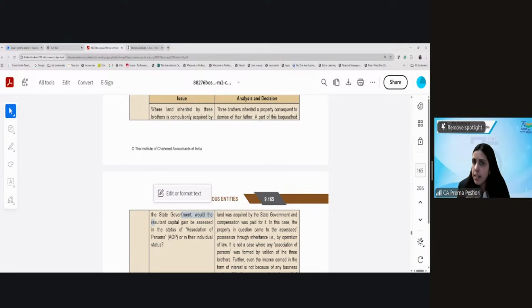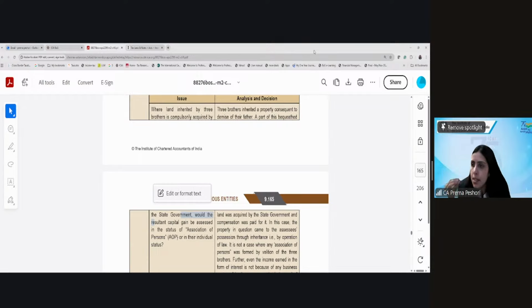So these three brothers had inherited a property on the death of their father, and this was compulsorily acquired by the state government, and the state government paid the compensation for this. Now, whether they would be assessed as AOP, that was the question. So here, the Supreme Court noted that these assessees were possessing the land by inheritance. It is not an AOP formed by volition, or by a mutual decision to go ahead and do some business. There was no business interest of the three assessees.